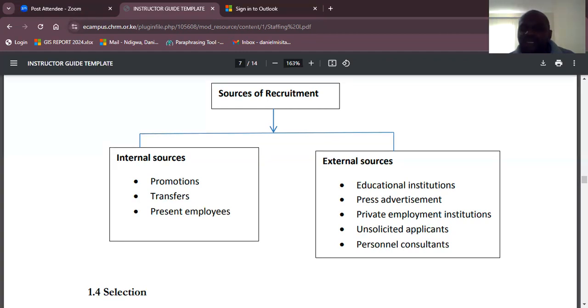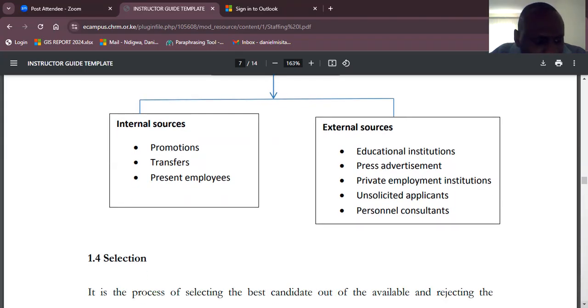Then personnel consultants. Once you finish this course, College of Human Resource, CHRP, Certified Human Resource Professional, you might decide in future to start your own consultancy firm where you will be dealing with human capital, training and development. Once you have that in place, you can be hired by other institutions to perform recruitment on their behalf. Therefore, you become a personnel consultant or a human resource consultant. Consultancy is very important, so you can also figure out how you can open your own consultancy firm.